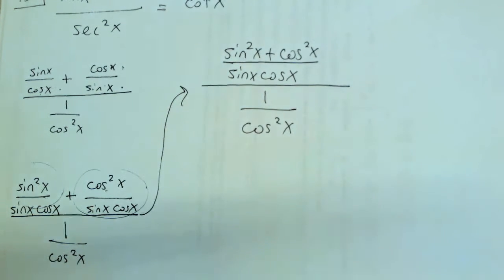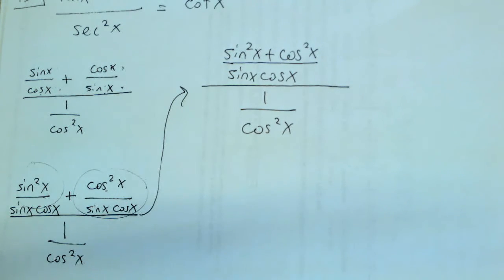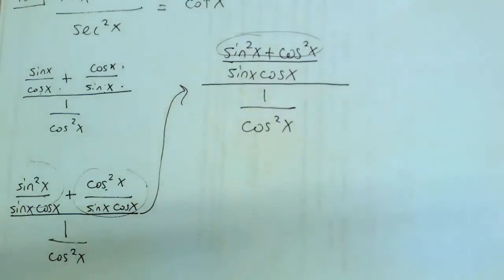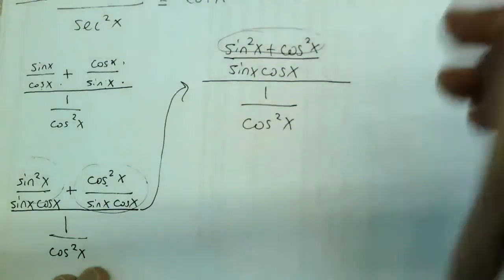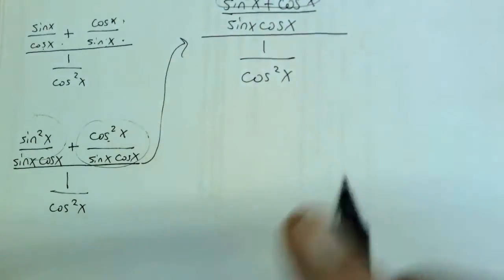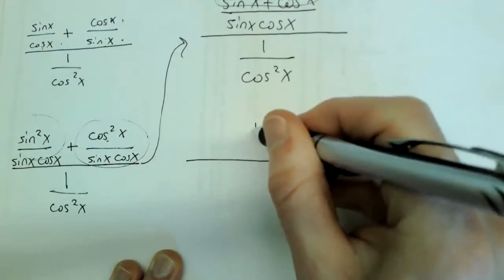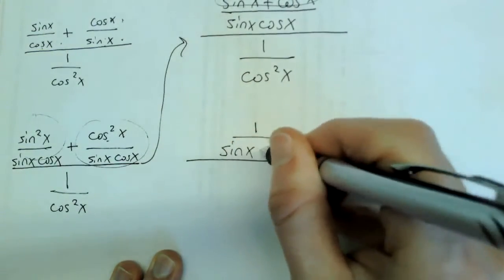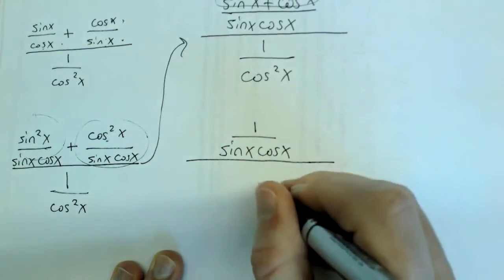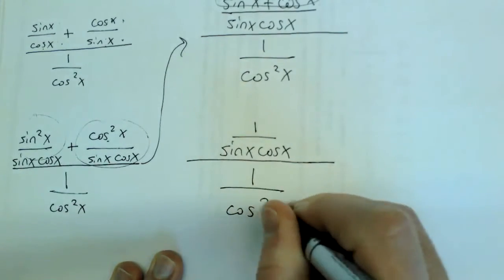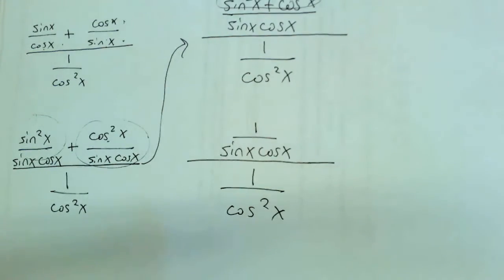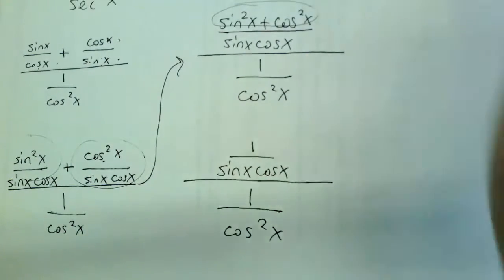All right, now what do you notice? Something should go blip, blip, blip in your mind. Yeah, no? Yeah, this guy right here, sine squared plus cosine squared, that's equal to 1. So anytime you see sine squared plus cosine squared, you should replace that with 1. Let's go ahead and do that. That's going to leave me with, so here's my big fraction bar, 1 over sine x cosine x all over 1 over cosine squared x. Is that okay, guys?